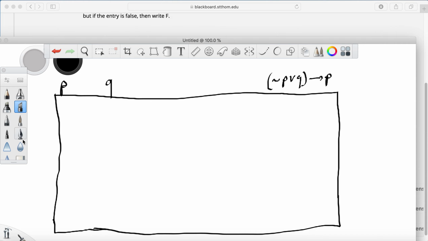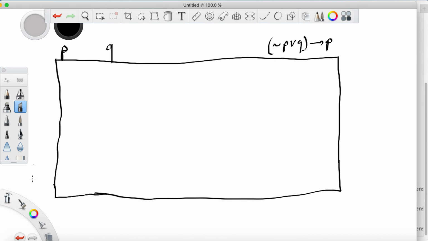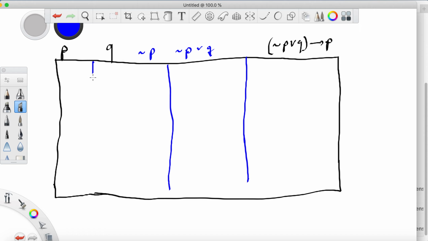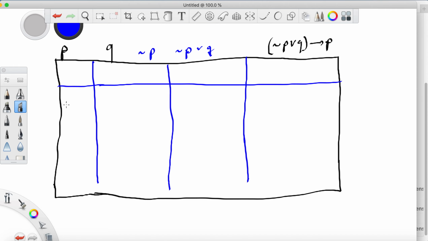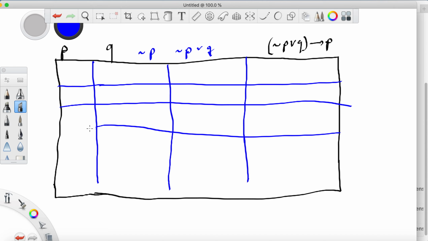Let me pick a different color. Okay, so I'm going to write that, and then I'm going to write this, and then for the final part, we have that right there. Okay, so let's split this up, and there should be 4 rows. Okay, not the best table, but it'll work.